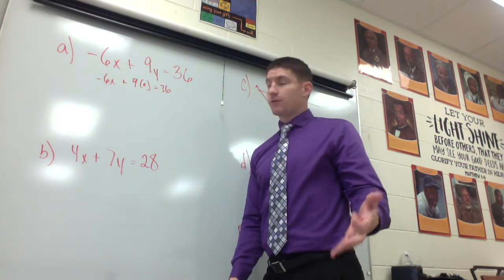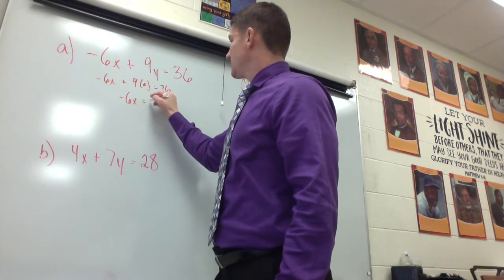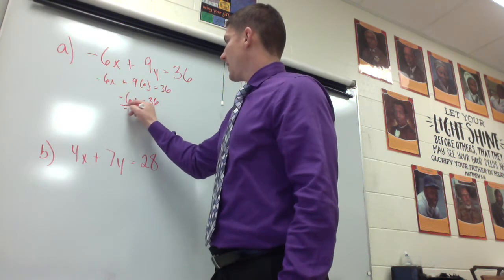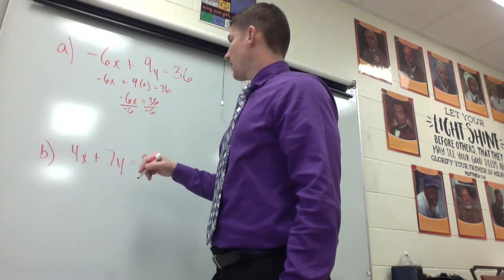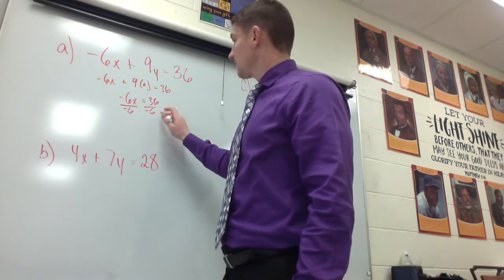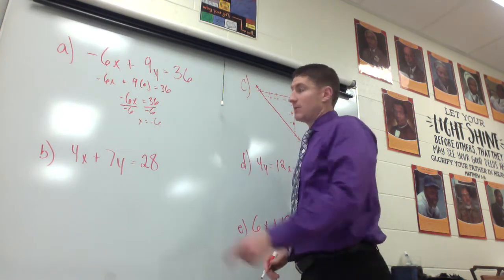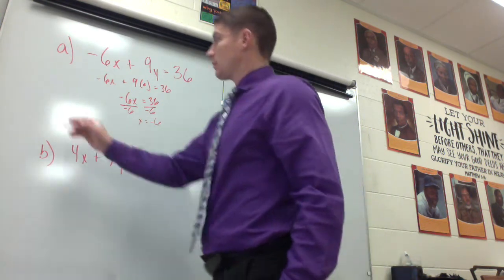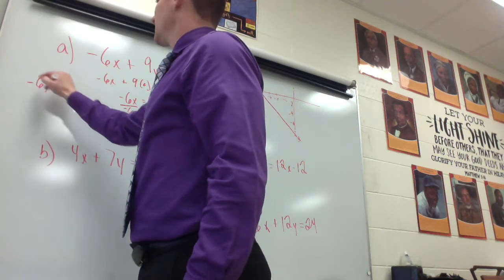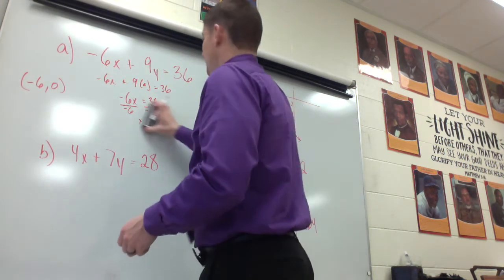What's that going to get for me? Let's solve it. 9 times 0 is 0, so that's going to disappear. So I get negative 6x equals 36. To solve that, I would do the opposite operation. Divide by negative 6, divide by negative 6. I know that 36 divided by negative 6 is going to give me x equals negative 6. So my x-intercept is negative 6, written out as an ordered pair is negative 6, 0. My y-intercept is going to look like this.